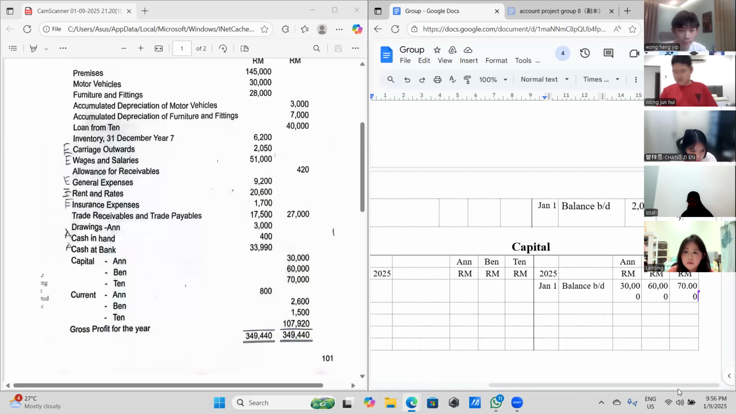On October 1st, Ben deposited 20,000 as additional capital. This amount is recorded on the credit side of Ben's capital account.